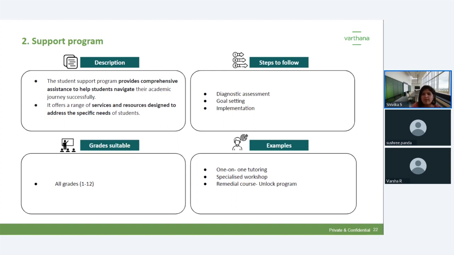Specialized workshops, maybe a half-hour workshop or one hour of extra class, can be taken after the school hour or before the school hour, or maybe on weekends, to provide support to the student. Or it can be done through remedial courses like the Unlock program. So I'll be covering the Unlock program in detail.